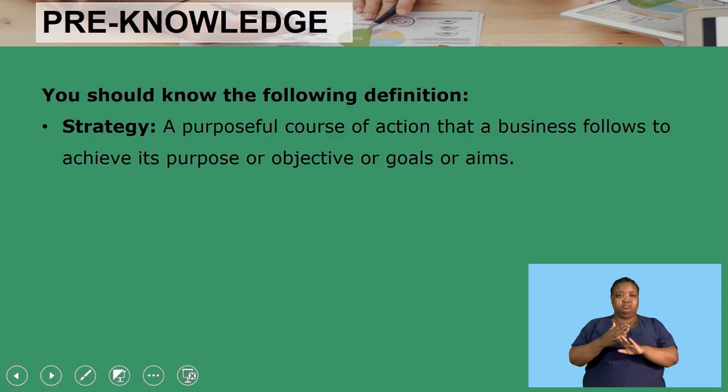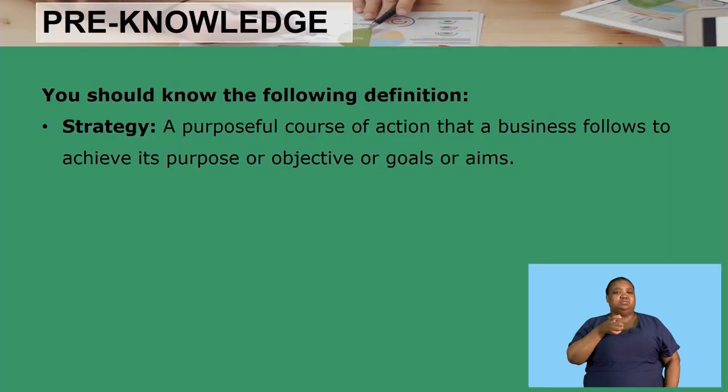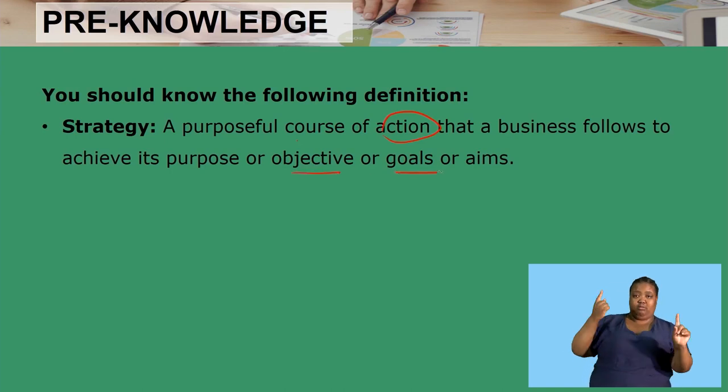Right, so pre-knowledge, this is what is expected of you. As you're listening to this, you should know the following definition. You must know what a strategy is. A strategy is a purposeful course of action that a business follows to achieve its purpose or objectives or goals or aims. But remember, each and every business has an aim, or they have objectives, the things that they want to achieve. So one of their primary goals is to make profit.